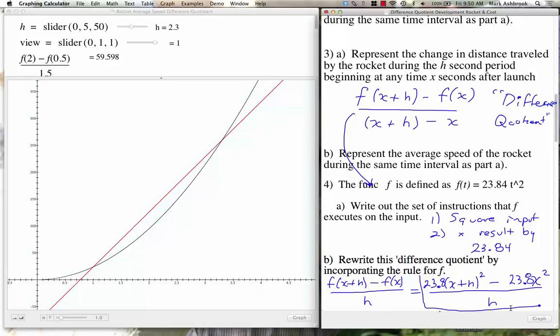So for our particular function, this is also the difference quotient. We're actually executing the function. We're taking the input, following the set of instructions that it says: square the input, multiply by 23.8. So for this particular rocket function, that expression is the difference quotient, or the average speed of the rocket starting x seconds over an h second time period.